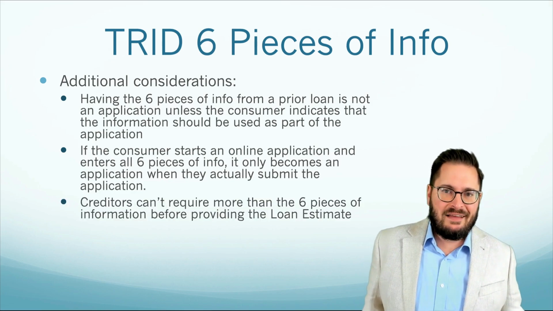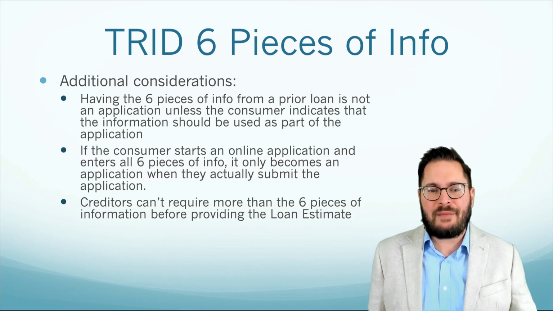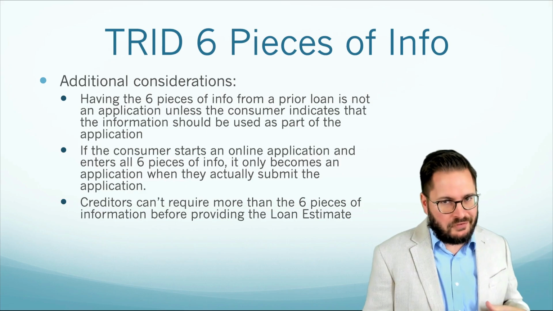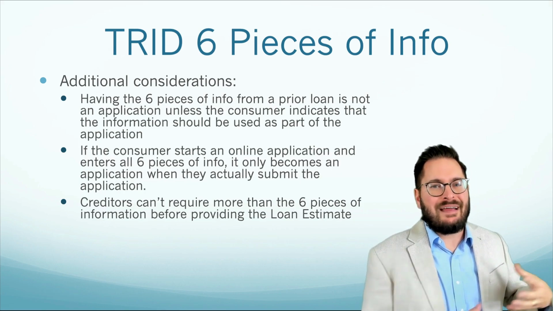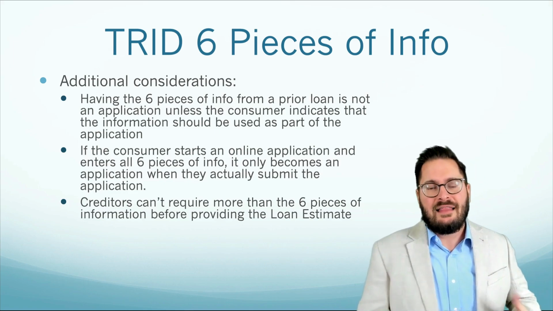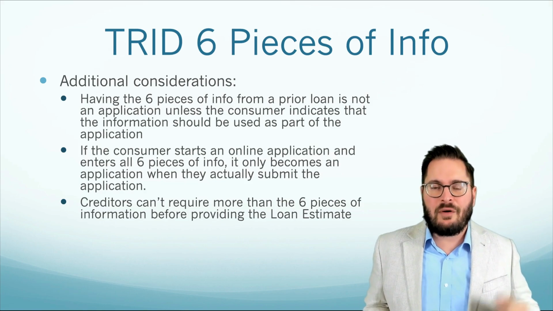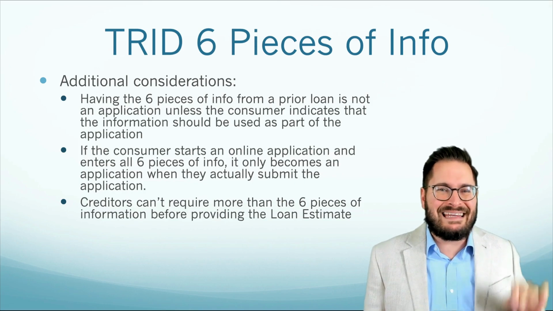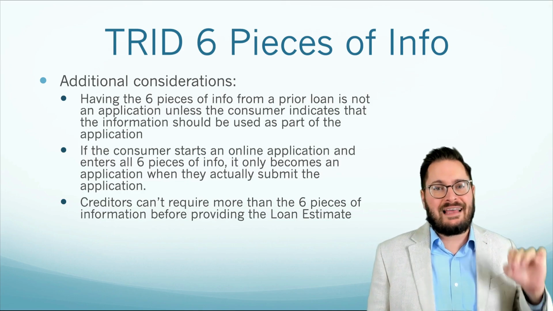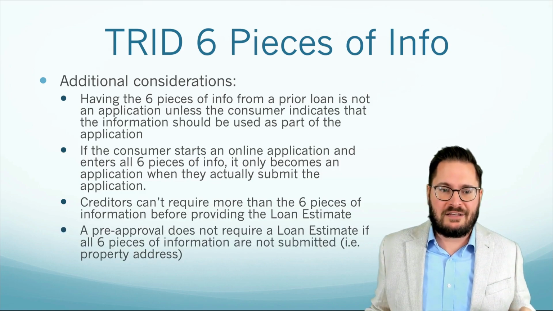In addition, Regulation Z is very clear that creditors cannot require more than 6 pieces of information before providing a loan estimate. Now, prior to the recent TRID rules, it used to be that we could require anything else that we wanted to under the definition of an application. However, that's been revised down to 6 pieces of clearly defined information. And what that means is you're not allowed to require anything else. Once you have these 6 pieces of information, you're required to provide a loan estimate because you have an application by definition under Regulation Z.